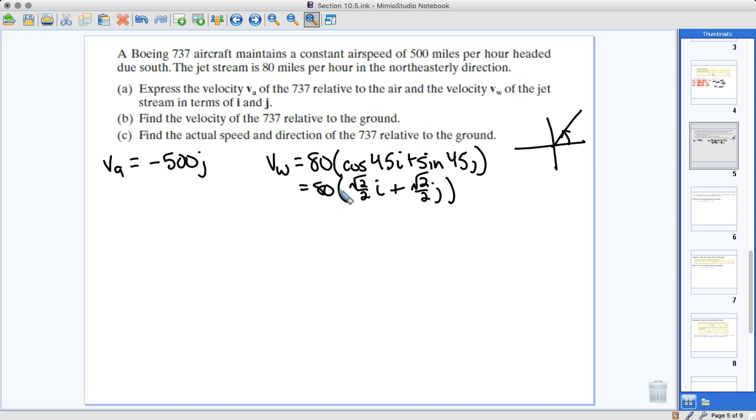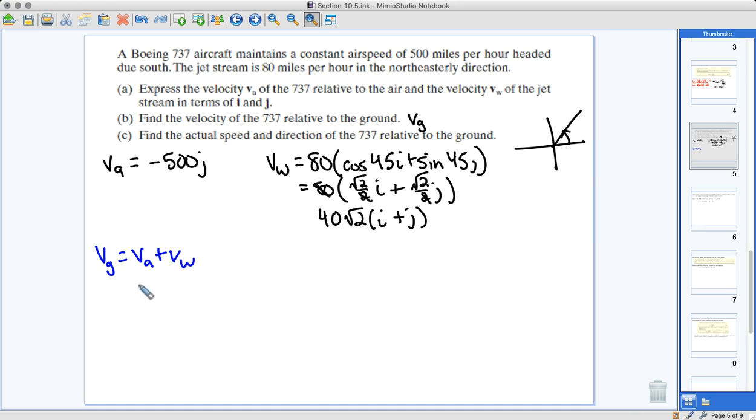Okay. So then if I simplify it a little bit, basically those 2's both cancel, that becomes a 40. And I get something that looks like that. Okay. So then part B, so that's part A. So then the velocity of the 737 relative to the ground, we're gonna call that v sub g, is basically taking your airspeed plus your jet stream.